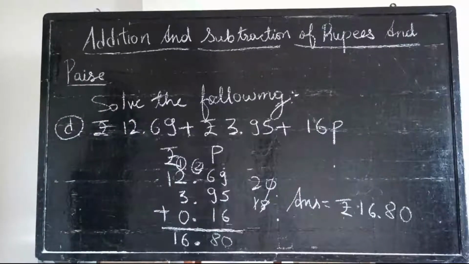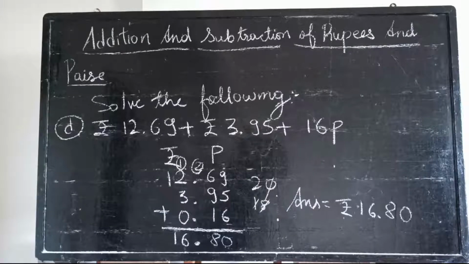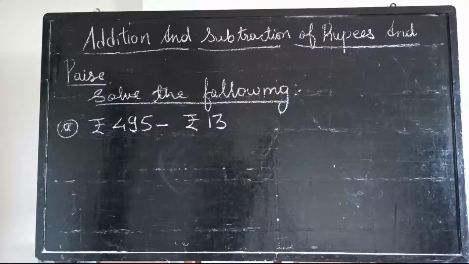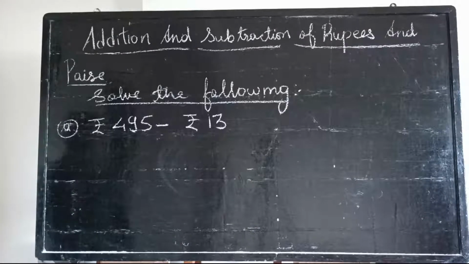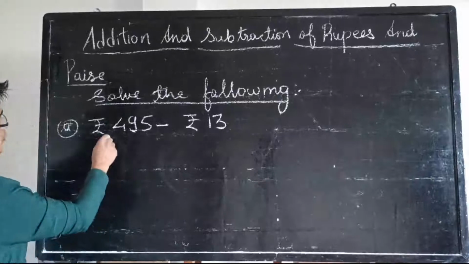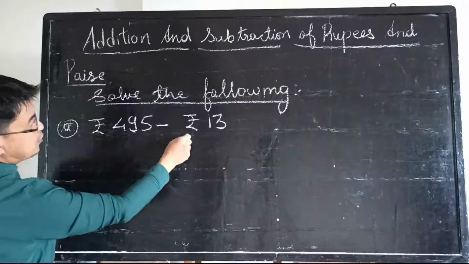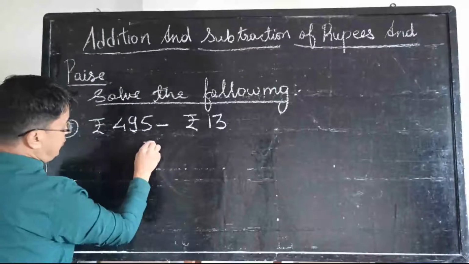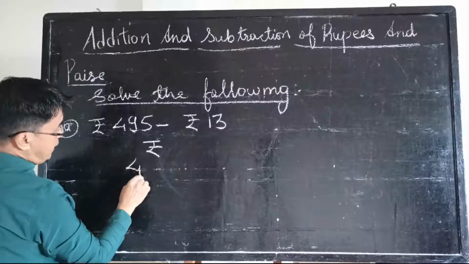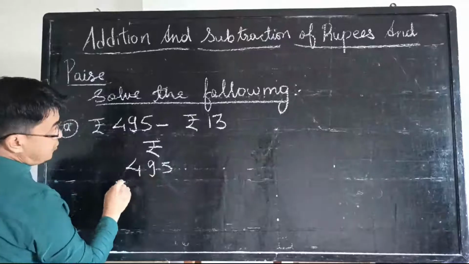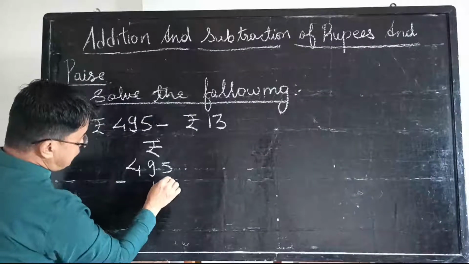Now we learn subtraction of rupees and paise. Now we will do subtractions of rupees and paise. Look at example A, that is on page 98. Rupees 495 minus rupees 13. There is no paise. You can write only rupees here. 495 minus how many rupees? 13.